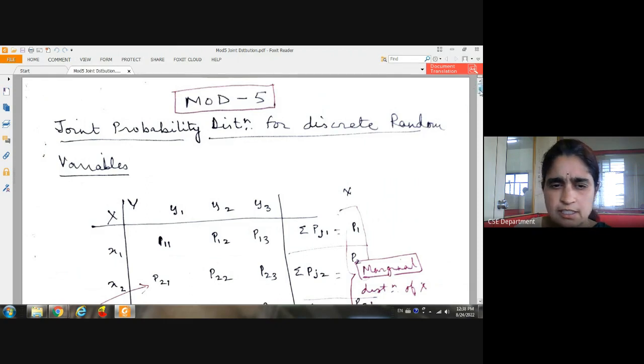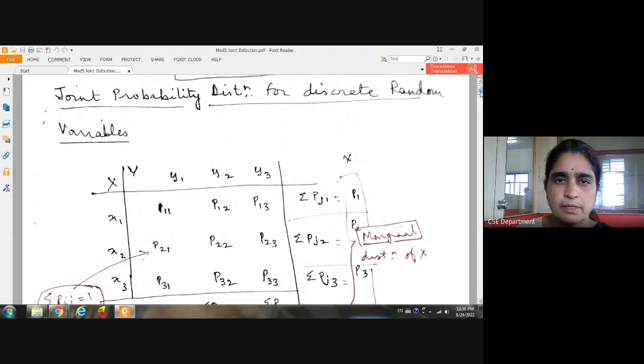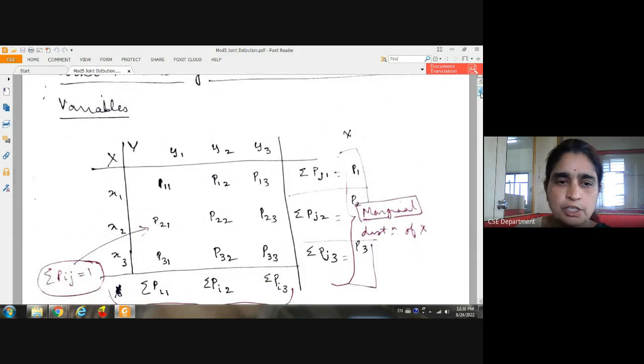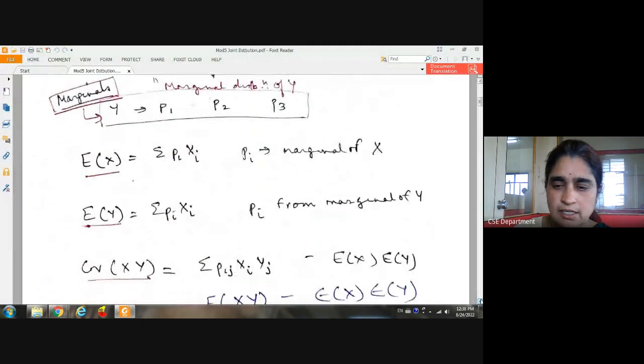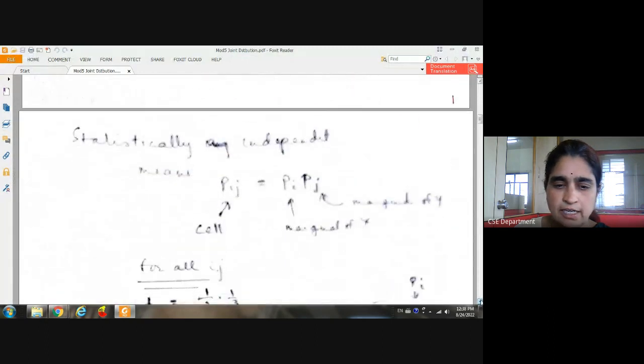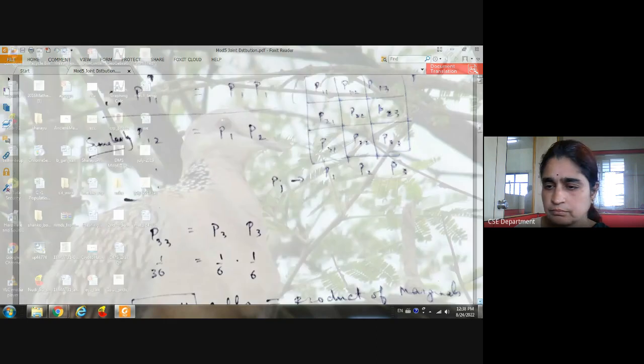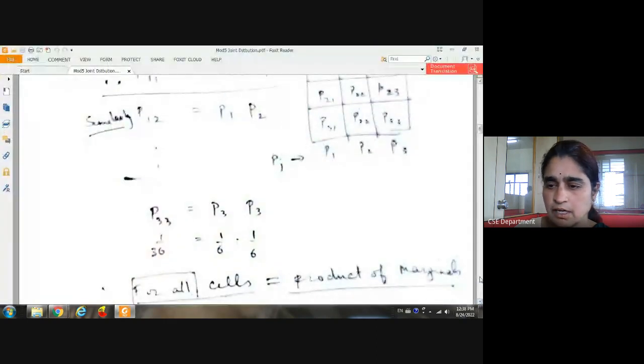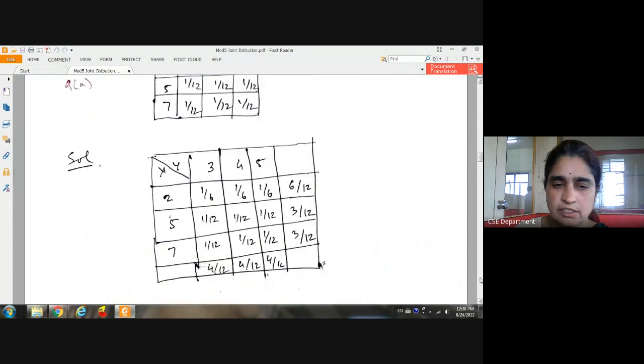So this is an example of a discrete joint distribution. See, you put x values x1, x2, x3, and y values y1, y2, y3. p11 is the probability that x takes value x1, y takes value y1. This is the setup. This is called a joint distribution function. So just so that you get a practice, let us look at this actual joint distribution function.